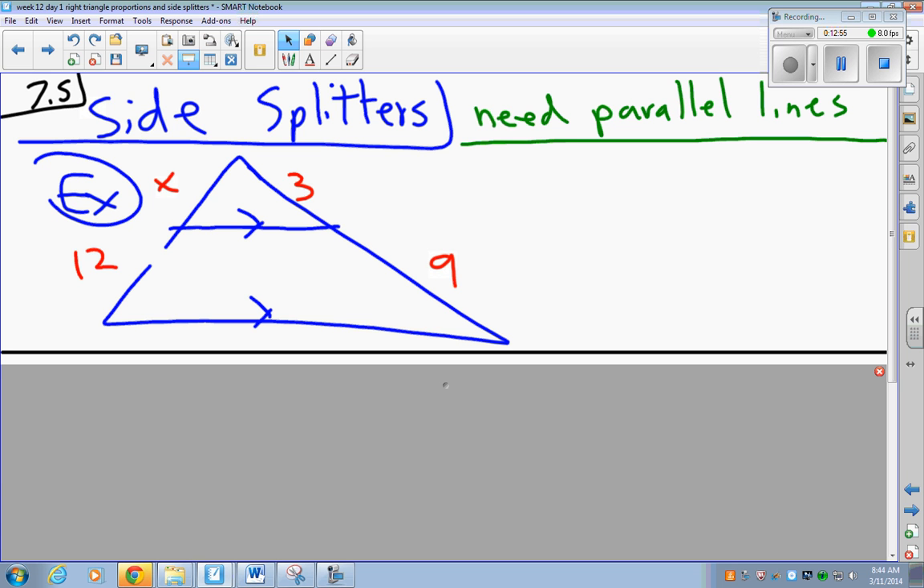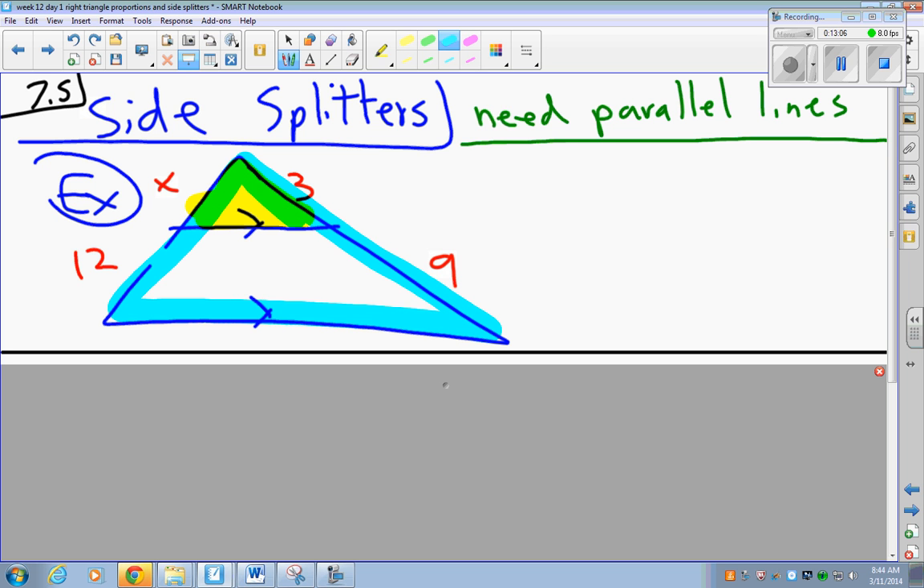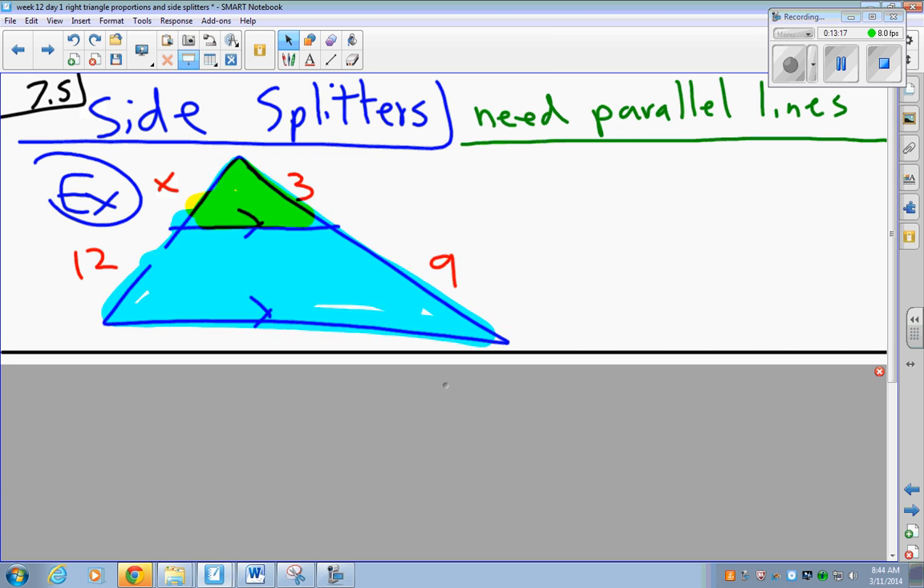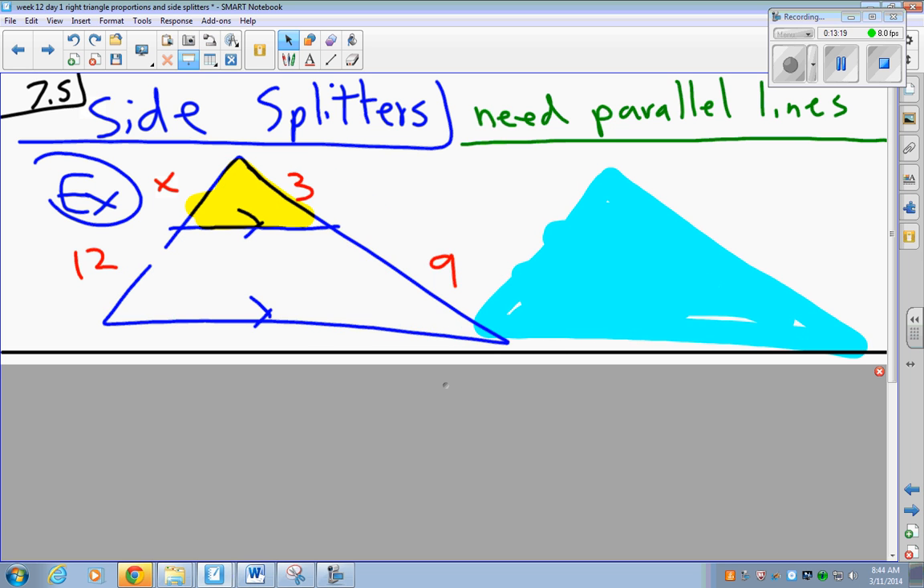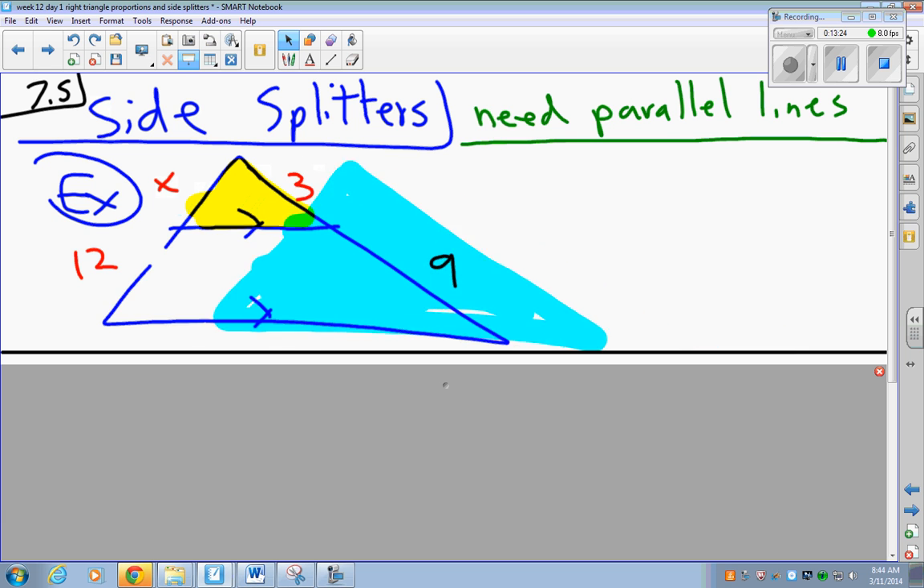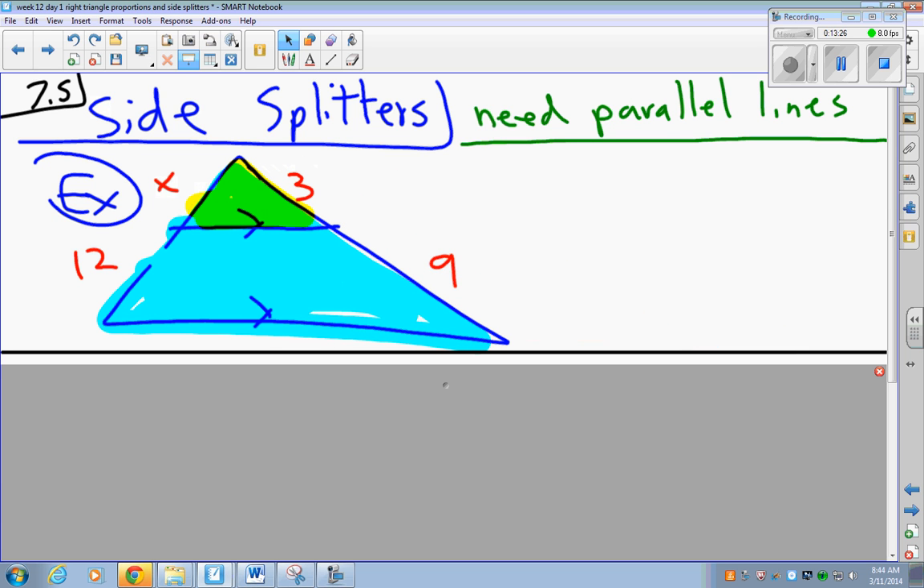What this is saying is, I'll kind of draw it. This yellow triangle is going to be similar to this big blue triangle. That yellow turned green now. So the blue triangle is similar to the red triangle. Or sorry, the blue triangle is similar to the yellow triangle. Blue is similar to the yellow. If that's the case, then we can say one thing is proportional to the other thing.